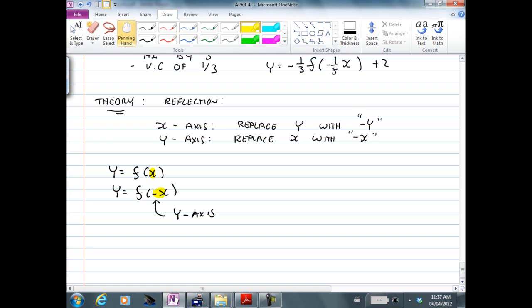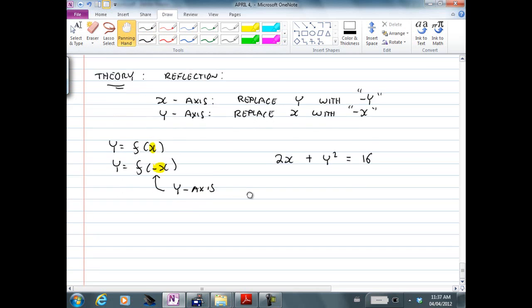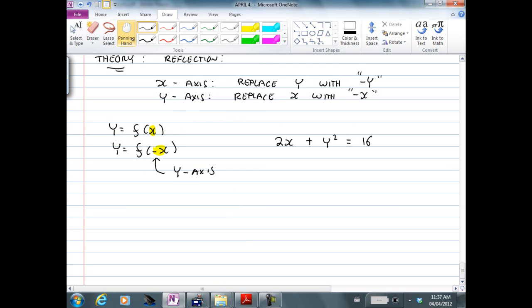Now, when I give you an actual equation, for example, 2x plus y squared equals 16, I want you to use theory and tell me what the new equation looks like, and I want you to expand and solve it too. Just expand it out. I'm going to tell you right now, this is going to be left 4.